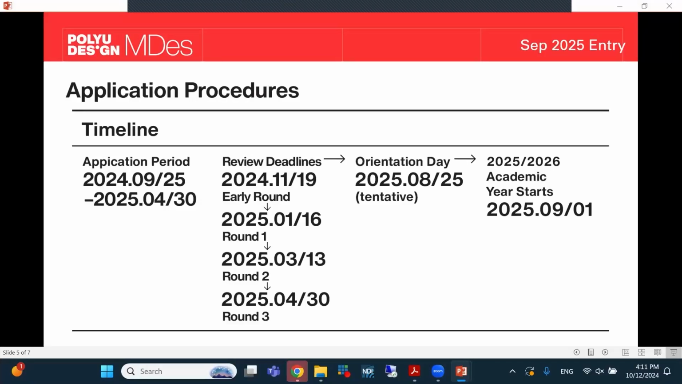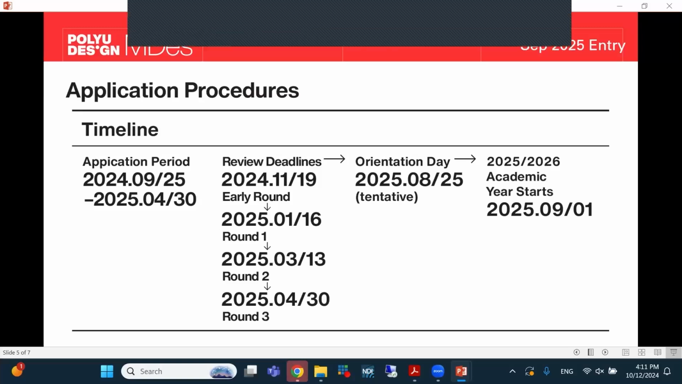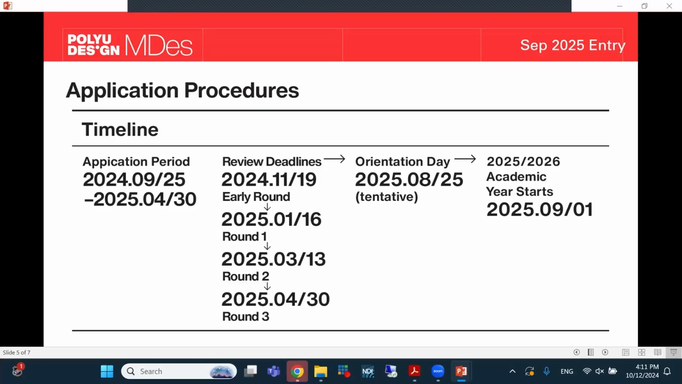As before, our September entry has 4 rounds of review. The orientation day will be held a week before the start of the semester year. Thus, final year bachelor degree students should complete their study, fulfill the graduation requirements, and produce the required documents by mid-July. All admittees should arrange to have the qualification verified and program register completed by mid-August.